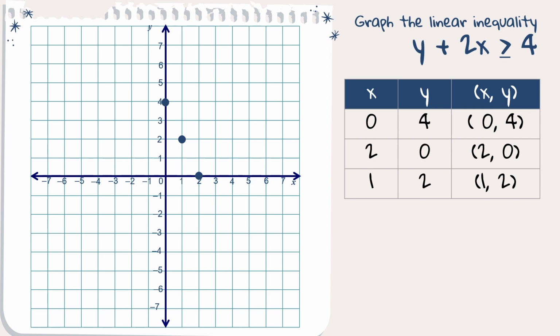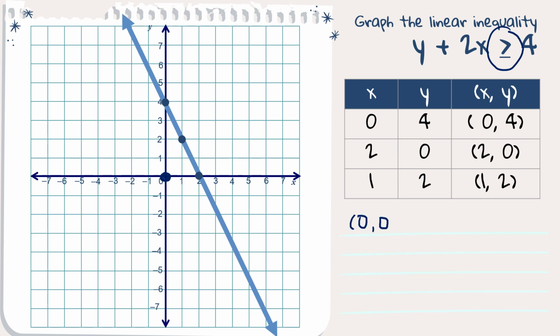Are we going to use a dashed line or a solid line? Correct. We are going to use a solid line since the symbol for this linear inequality is greater than or equal to. Now, let us find the part that we are going to shade. So again, for an easier solution, we are going to use (0, 0) as our testing point.